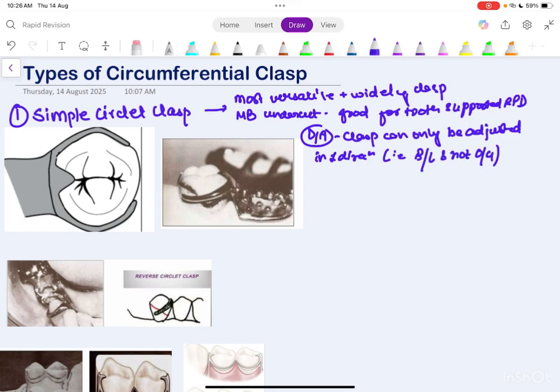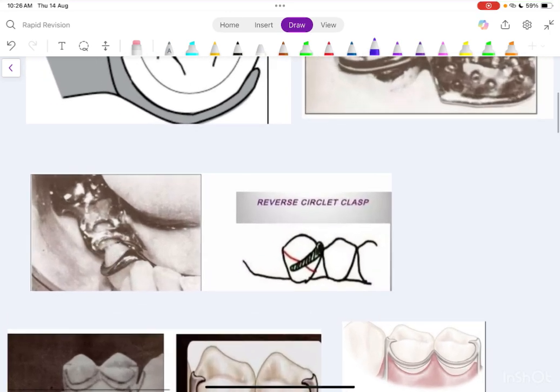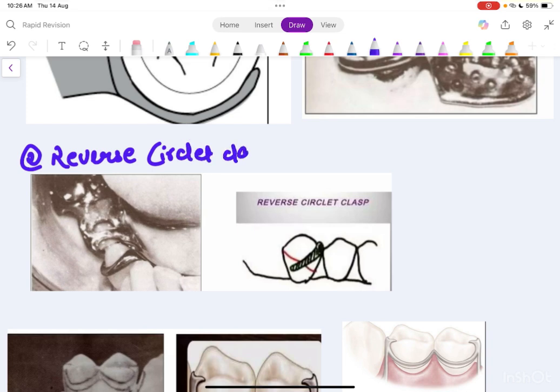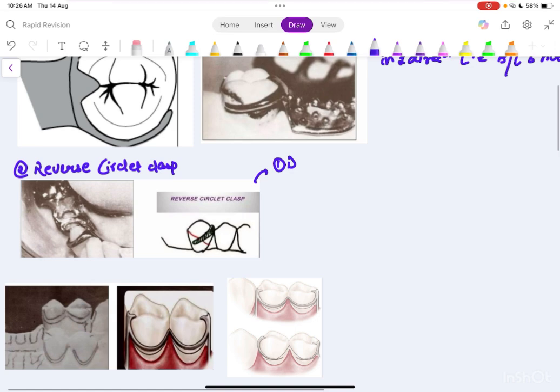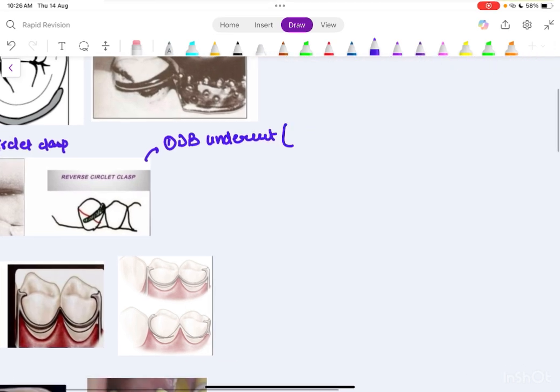All right, so now second, as it is shown, it is the reverse circlet clasp. Now this basically engages, and this is important, the distobuccal undercut. Now for the distobuccal undercut, you have an order of preference of the clasp. So the first choice is always a T clasp, then we prefer a reverse circlet, then we go on to the hairpin clasp, or the fish hook clasp.